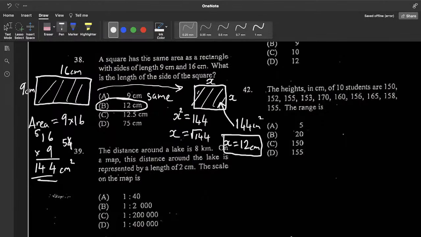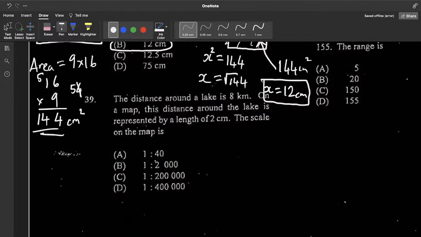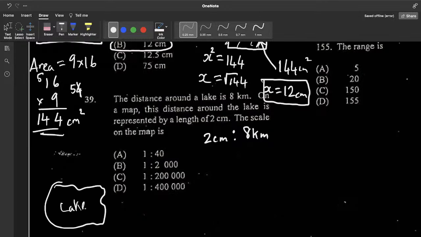Alright, so the next question now. The distance around a lake is 8 kilometers. On a map, this distance around the lake is represented by a length of 2 centimeters. So what I can write here now, I could say 2 centimeters is the same as 8 kilometers. It represents the same lake. So let's just say this was our lake here. We're going around the lake.